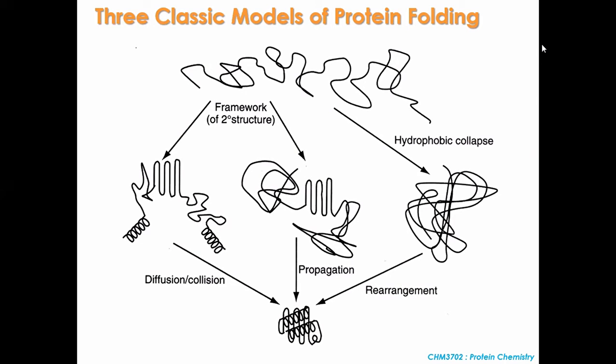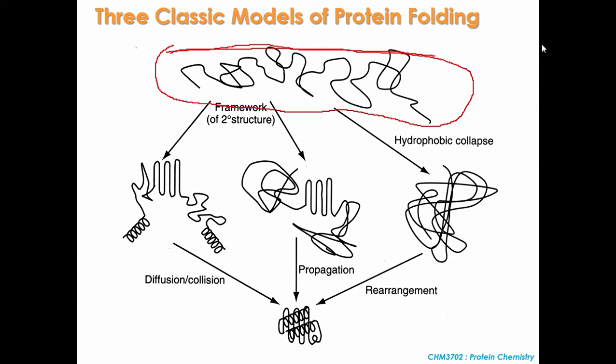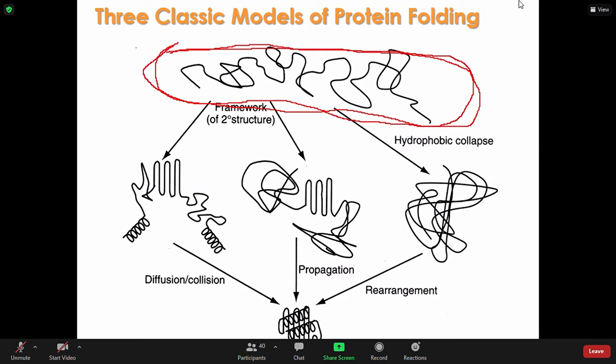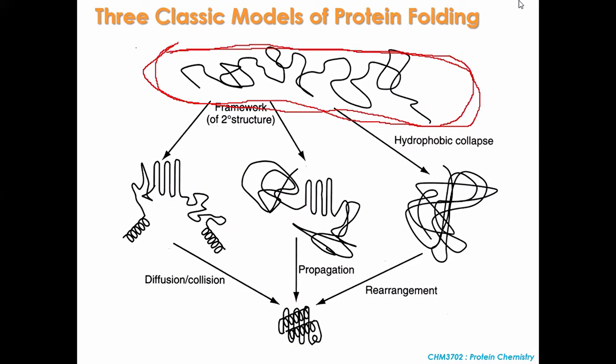So basically, the protein starts as a framework. It has some structure in the form of a framework. So it is not a complete structure, but it has some loops. It has some initial folding. So the protein starts with this structure. And then once the protein starts with this initial semi-folded structure, it can undergo three mechanisms: either diffusion collision, propagation, or hydrophobic collapse. So we will see one by one.